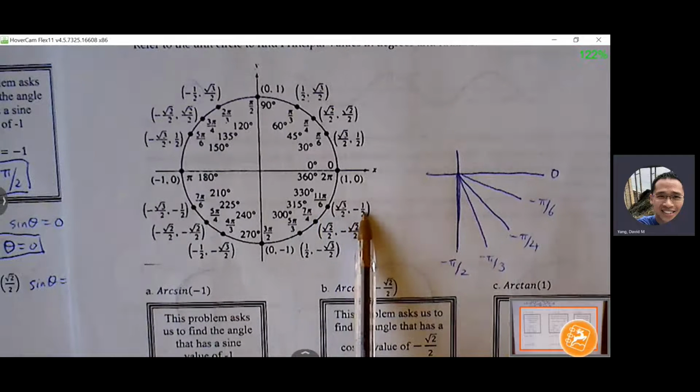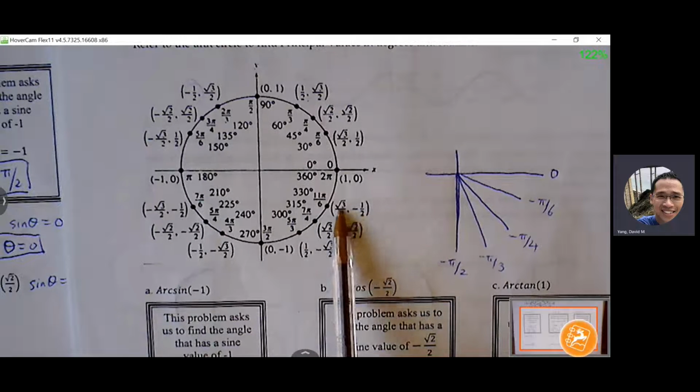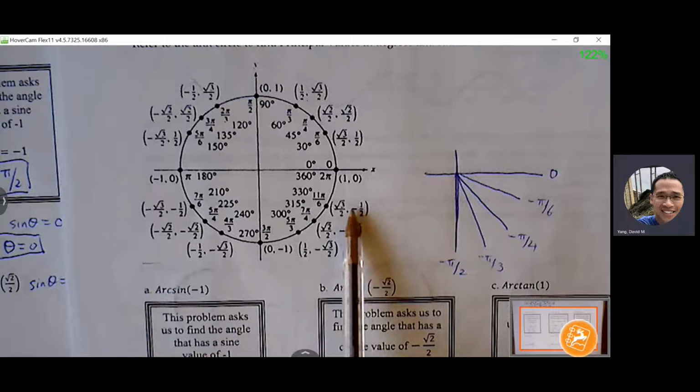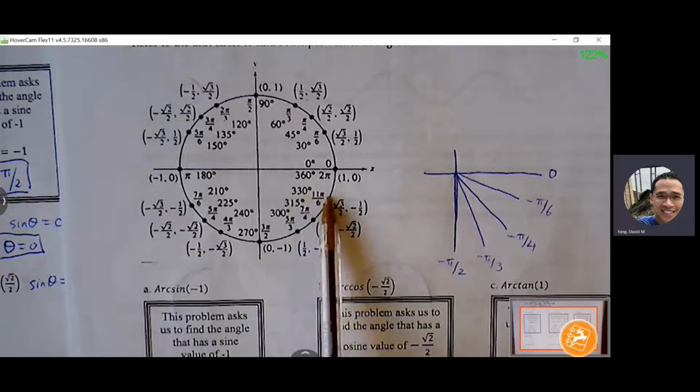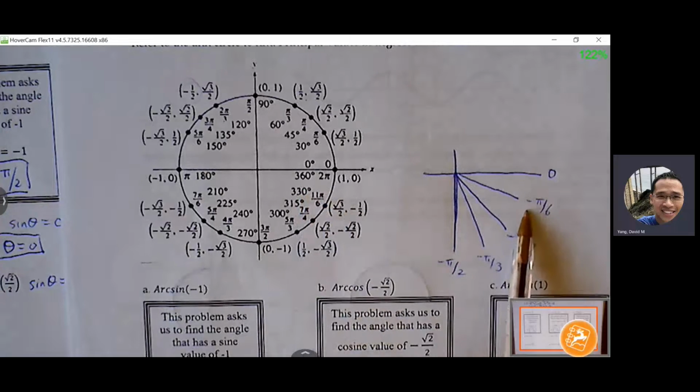Good. So see that -1/√3 is the same thing as -√3/3. In the fourth quadrant, we make a slight adjustment. It's not 11π/6. It's going to be -π/6.